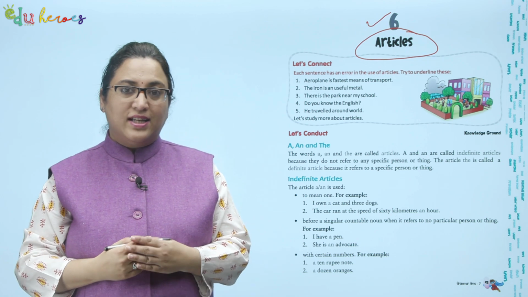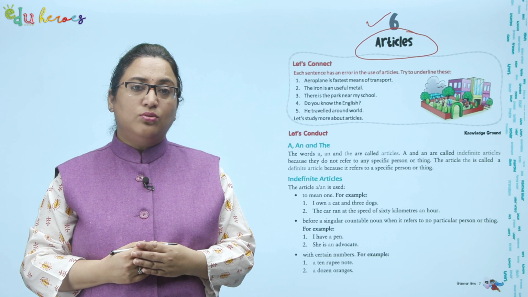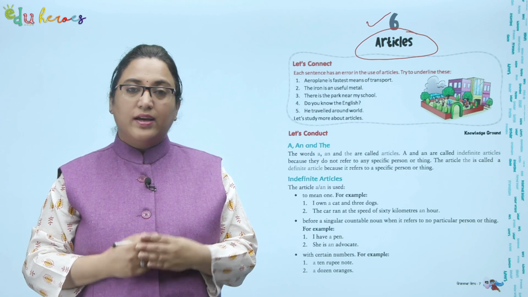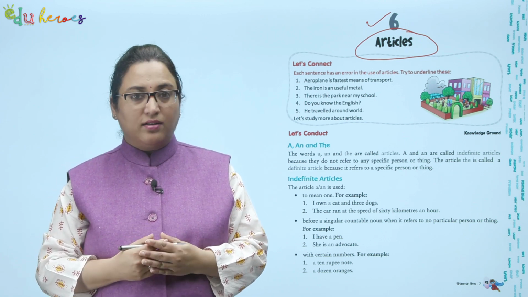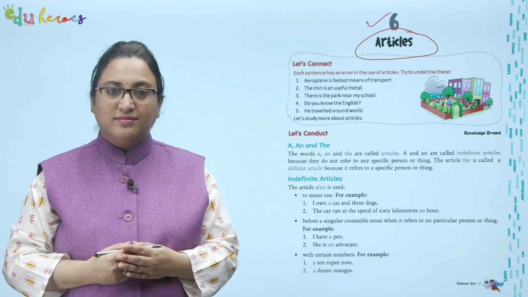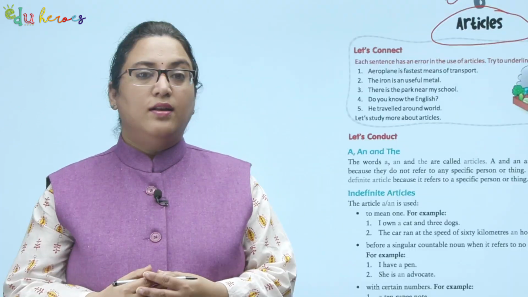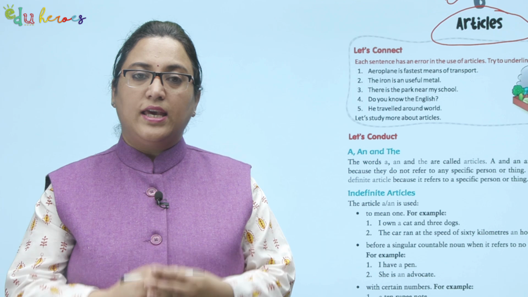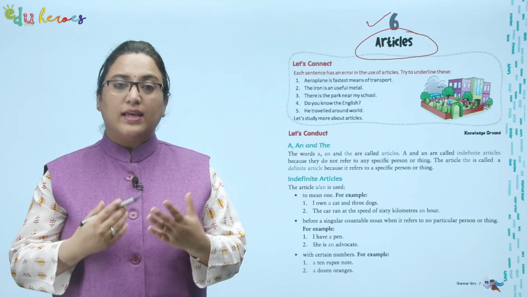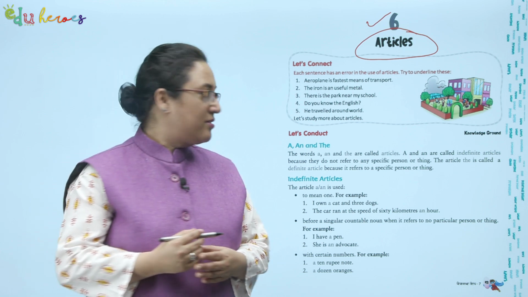Let's begin today's lesson with a quick recap and a check. Go through these sentences. Each sentence has a mistake, an error. Try to spot it and underline it, and think about it. Why is it even a mistake? Let's study the articles a, an and the. The words a, an and the are called articles.